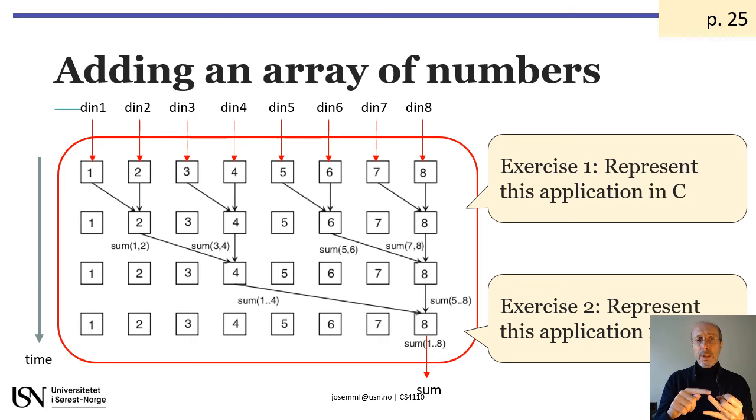1 plus 2, then plus 3, plus 4, etc. However, these 7 additions can be carried out in only 3 stages if we explore the intrinsic parallelism of this application. Since we could carry out 4 additions in parallel in the first stage, as shown in this slide, followed by 2 additions in parallel.